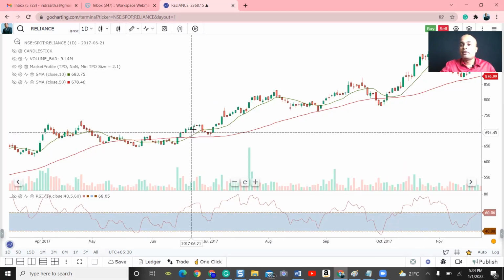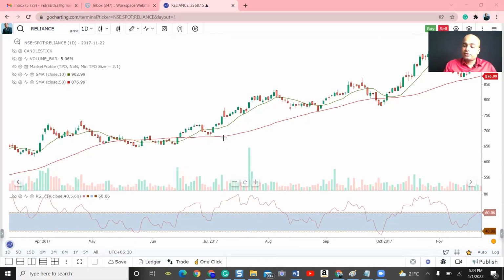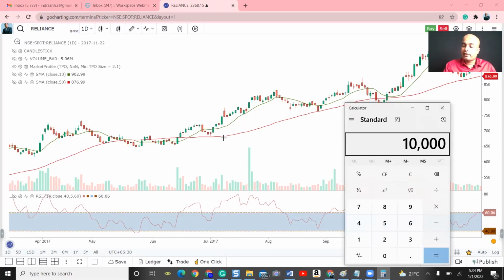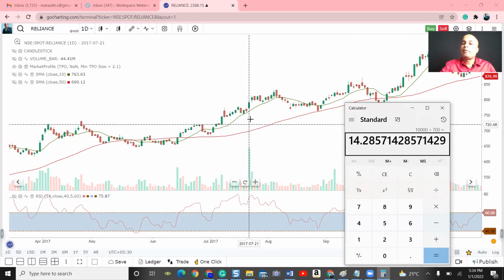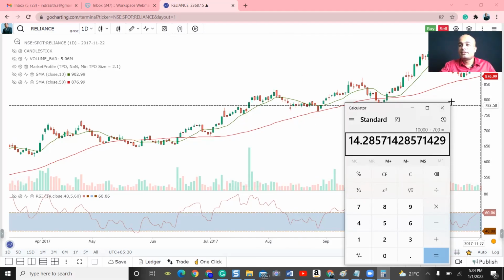Let's say this is your entry point, 700. So 10,000 divided by 700 means you can take only 14 shares. So in this way, even if the price comes back by 5% or 10%, on your entire capital you lose only 0.5% or 1%, right? So this is how we can use it.